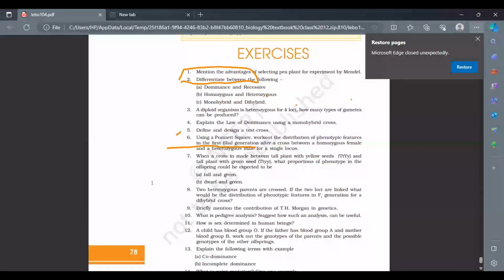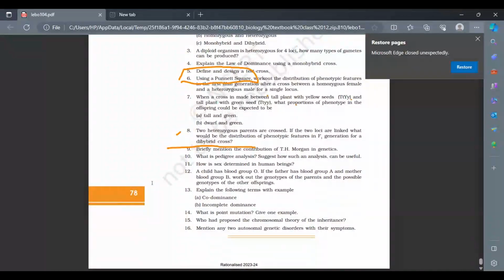Like question number 4, they have said, explain the law of dominance using a monohybrid cross. They have mentioned that you have to use a monohybrid cross, but I would suggest you should know more. When you're discussing the law of dominance or the law of segregation, you use a monohybrid cross. When you're discussing the law of independent assortment, at times you need to discuss the dihybrid cross. The difference between the two should be very well explained by you. Then they are talking about the different terminologies also. Again, a good question it is.